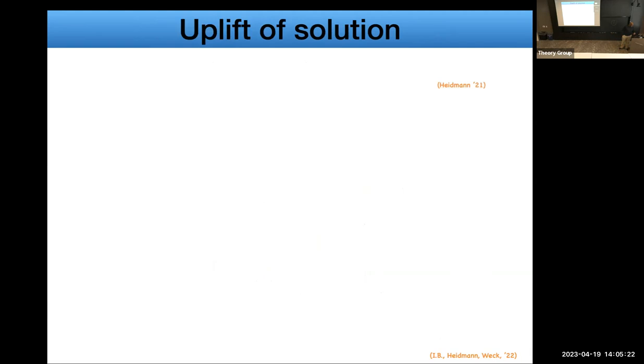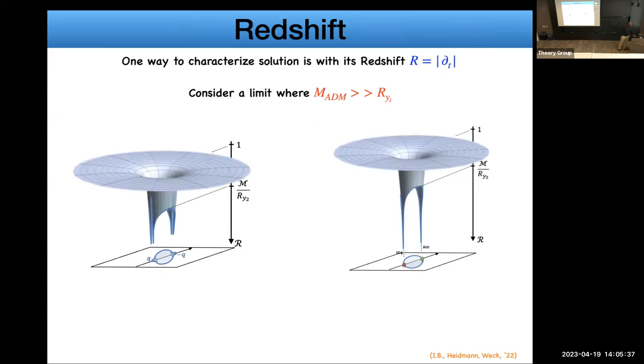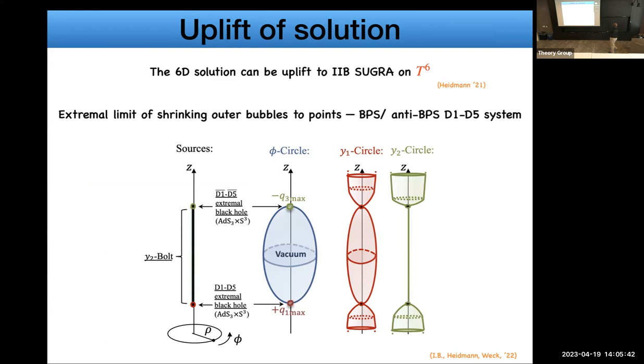So one of the observations that we have is that all of these constructions we can uplift. Soon after we understood these mechanisms of constructing these solutions, we found that the 6D solution we can actually uplift to type IIB supergravity on T6.